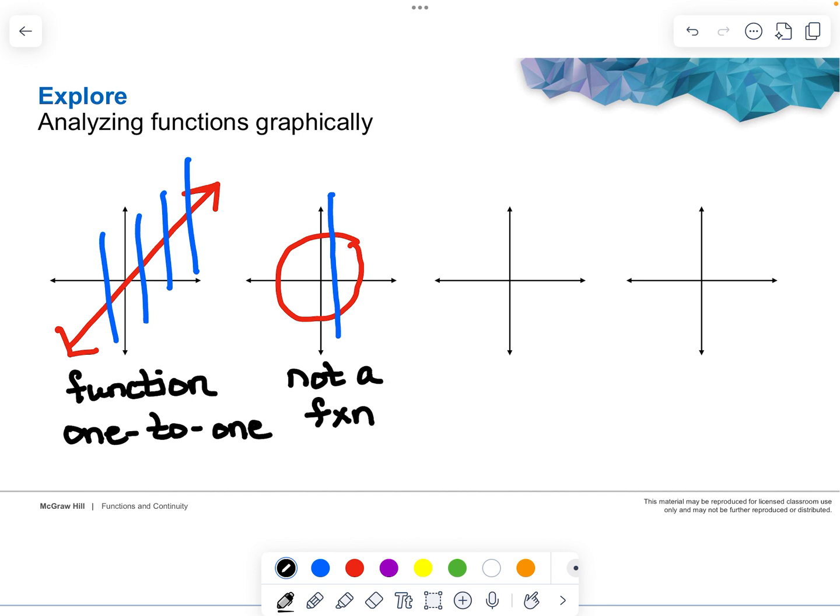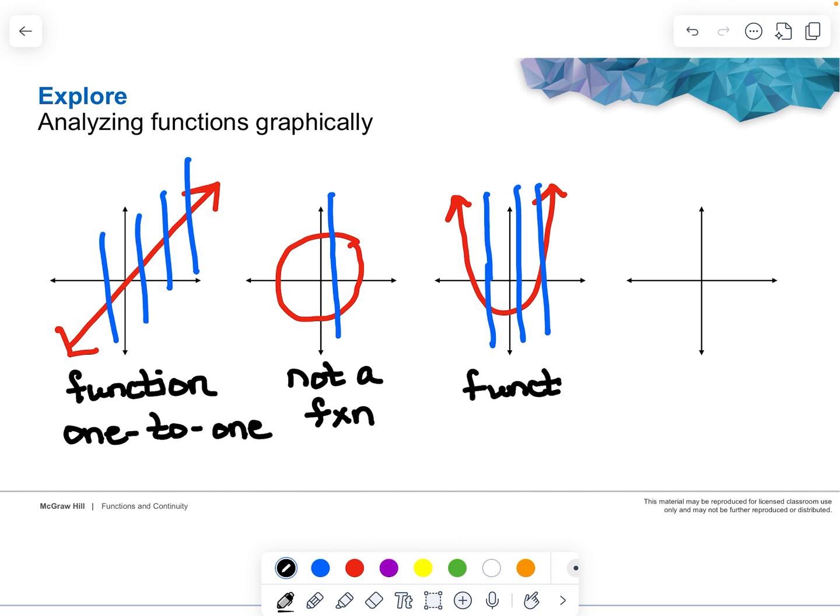I'm going to use fxn for an abbreviation for function. Hopefully you remember this shape from Algebra 1. That is a quadratic or parabola. Is it a function? Check it. It doesn't touch more than once, so it is a function. But is it one-to-one? It is not. And that goes along with horizontal line tests.